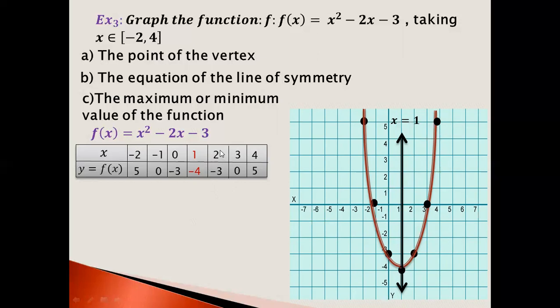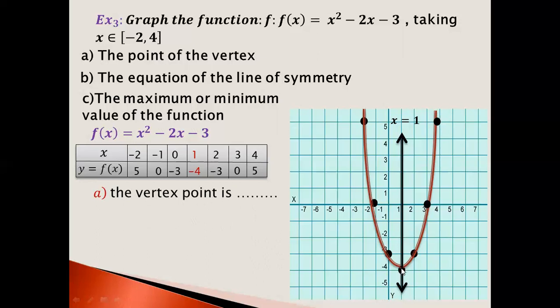And the ordered pair 3 and 0 is located here. And the ordered pair 4 and 5 is located here. Now we can join these points, or these ordered pairs, to make a curve. And now we can find the vertex of the curve. This is the vertex of the curve.